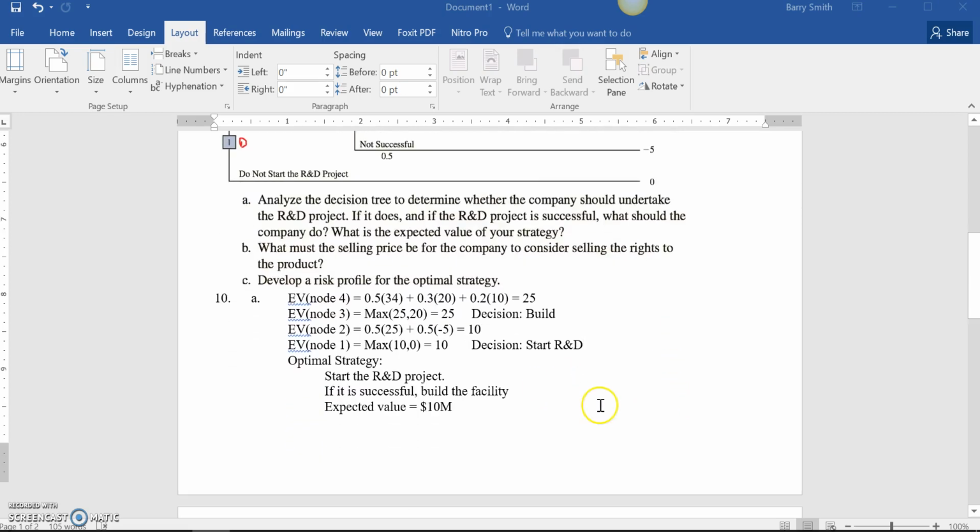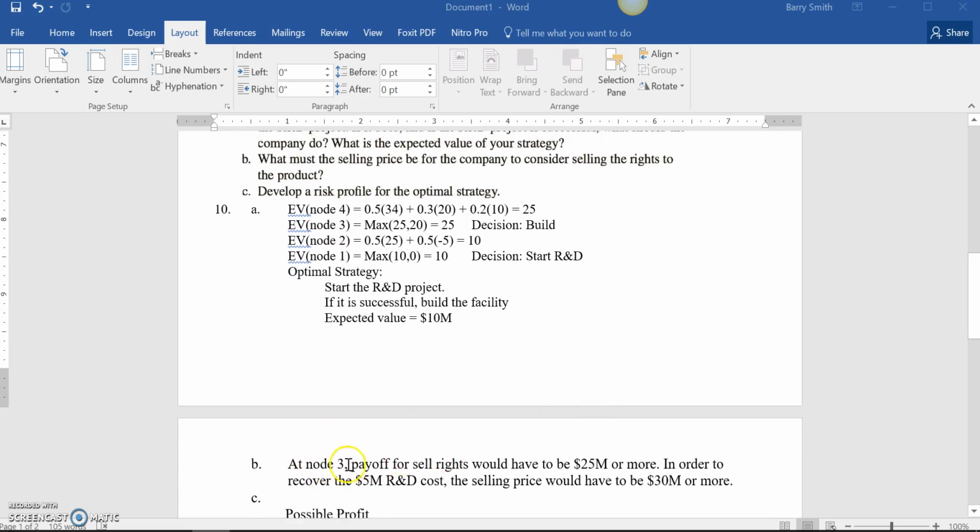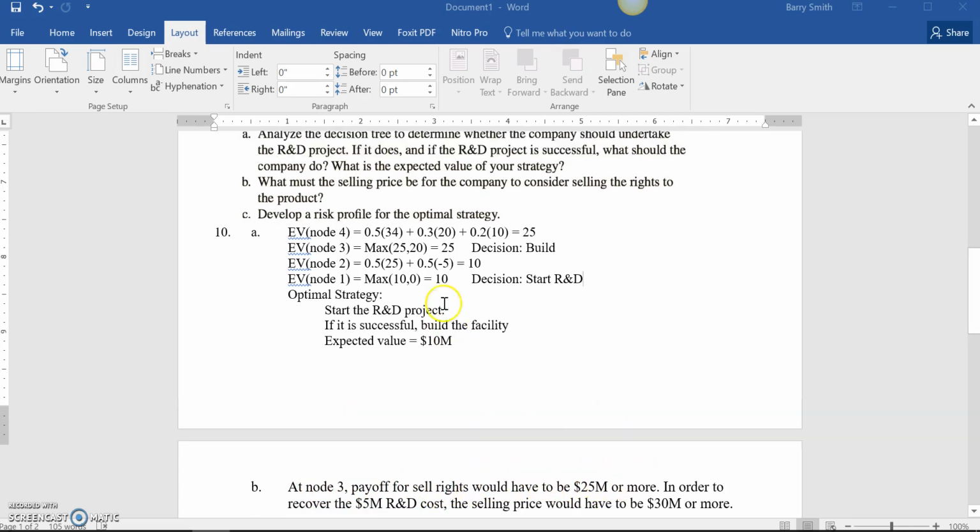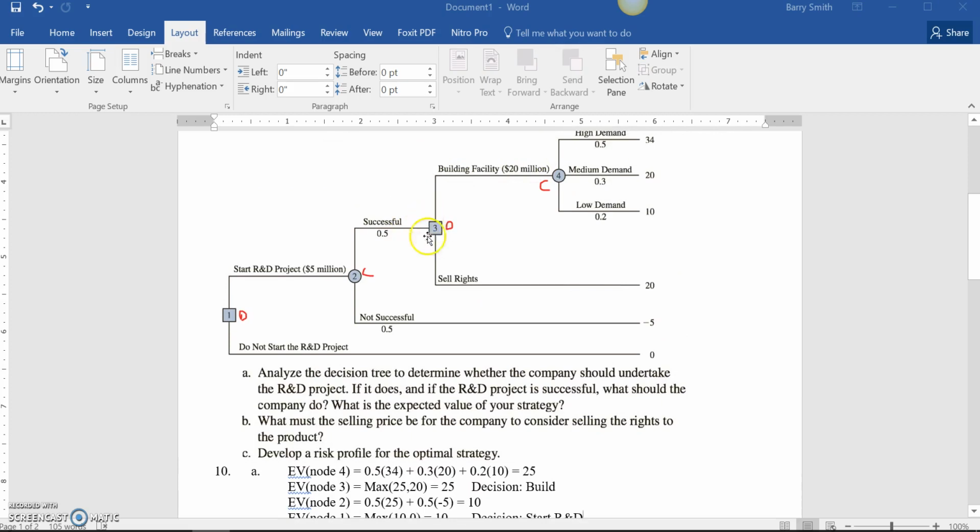So now what we need to do is compare and look at node 3 and see, okay, well, the payoff for sell rights would have to be $25 million or more, because that is what we're at here. Do we sell the rights or do we build the facility? To be the better choice, we're going to have to be able to sell it at greater than this value, or equal to make it a tie. Then that's going to be that $25 million.